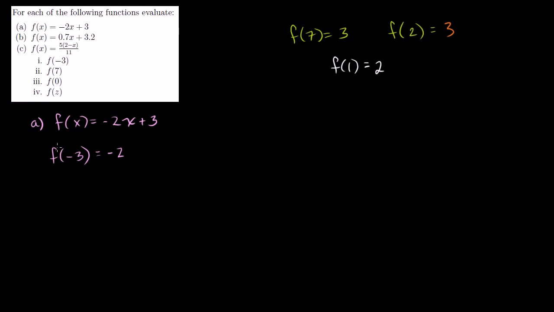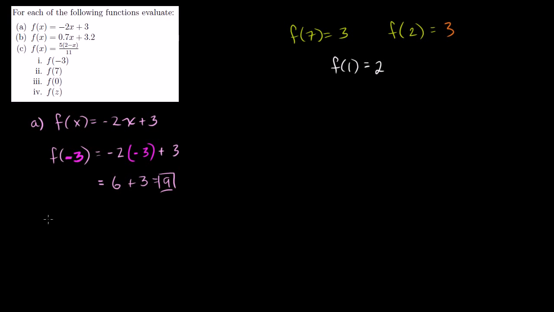Let me do it this way so you see exactly what I'm doing. So that negative 3, I'll do it in that bold color. So it's negative 2 times negative 3 plus 3. Notice, wherever there was an x, I put the negative 3, so I know what the black box is going to produce. So this is going to be equal to negative 2 times negative 3 is 6 plus 3, which is equal to 9. So f of negative 3 is equal to 9.